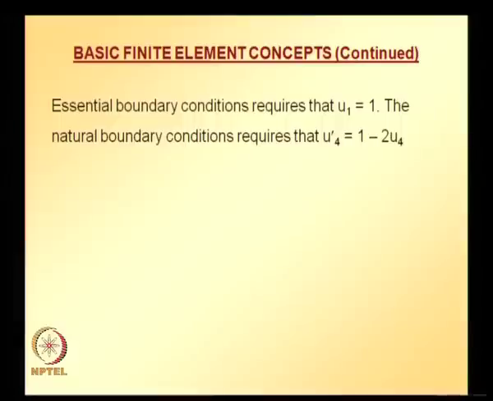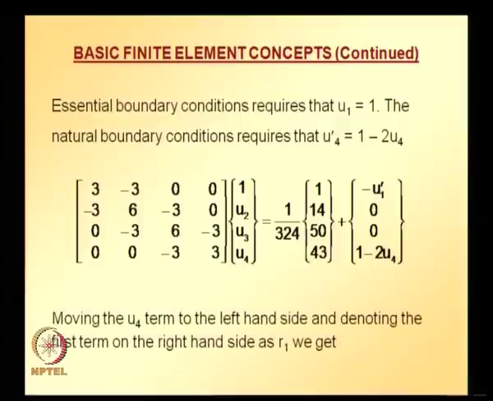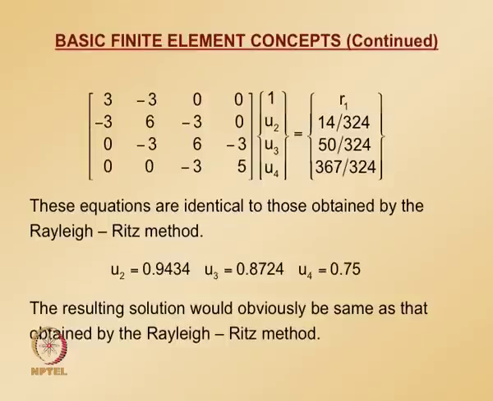This is a 3 element solution. So node 4 corresponds to x is equal to 1, so it becomes u4. So the global equation system looks like this, and this can be rearranged by moving the u4 term to the left hand side and denoting the first term on the right hand side as r1, we get this equation system. If you compare this with what we got using variational method, this is exactly the same equation system.